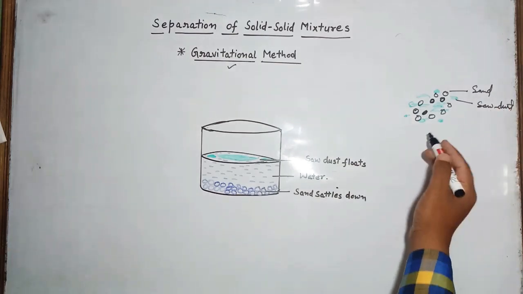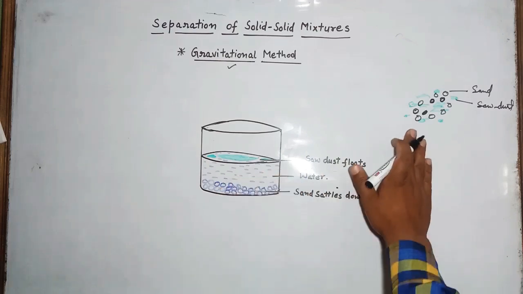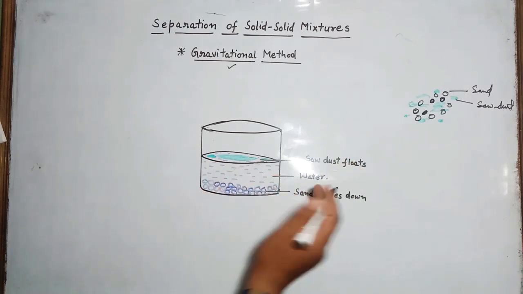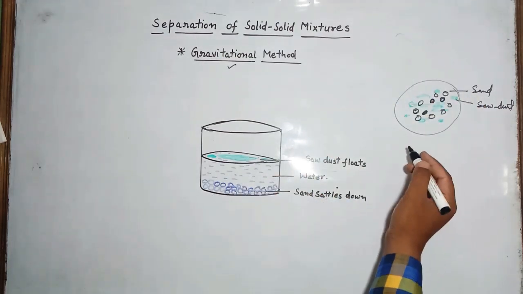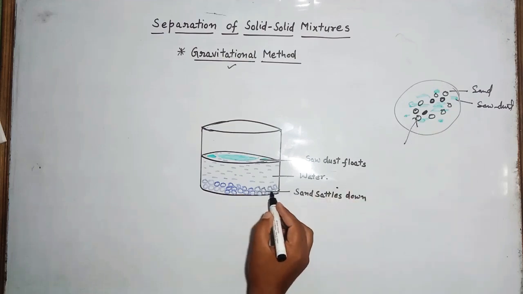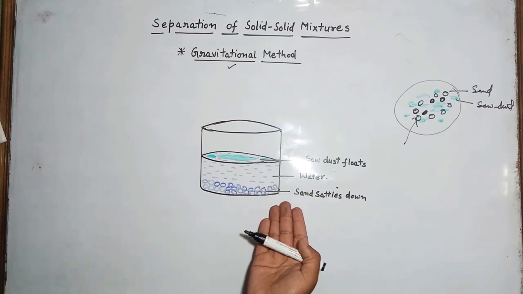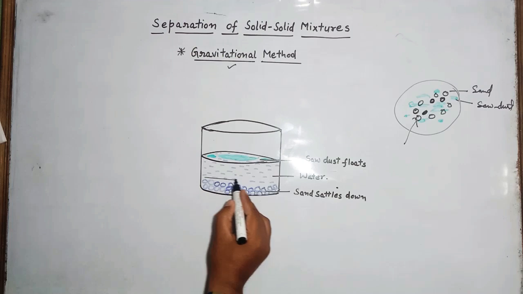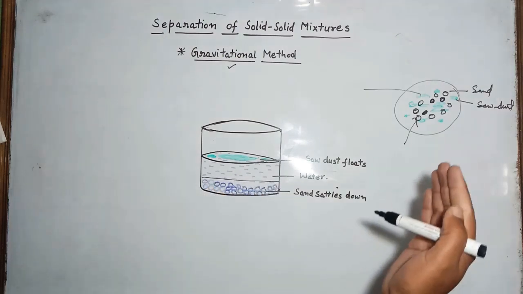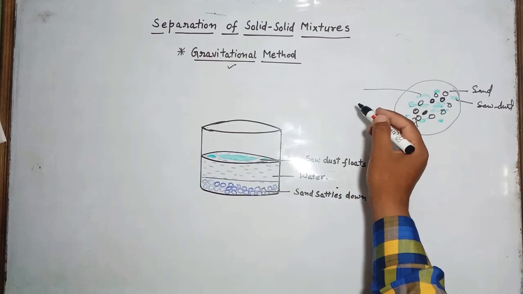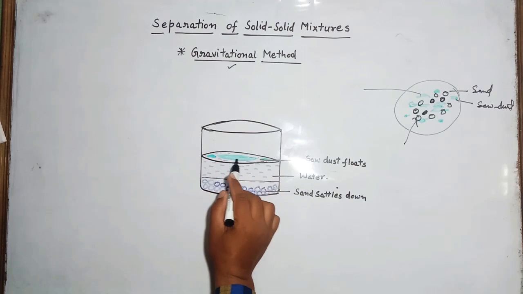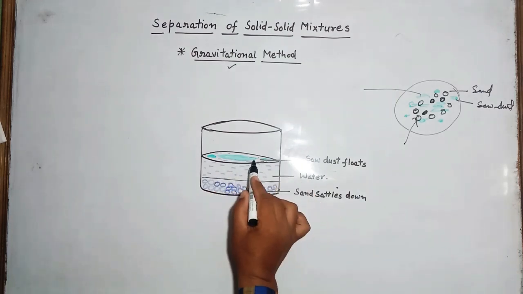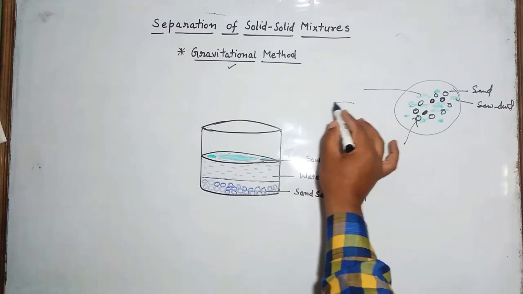You can take water in a container, like here I have taken water. Now when you put this mixture in water, what will happen? Due to the higher density, or we can say heavier, these sand particles settle at the bottom of the container, whereas this sawdust is much lighter than water. That's why it will float on the surface. You can see here, the sawdust floating on the surface of water.